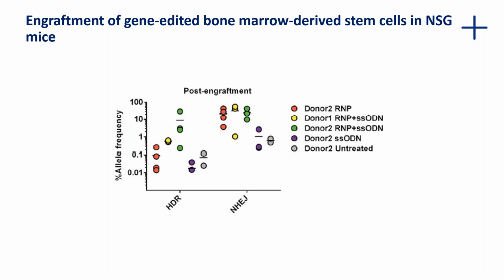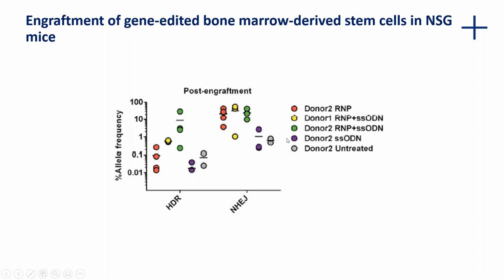Shown here are the results from the bone marrow haematopoietic stem cells at 16 weeks after transplantation, showing variable but generally good engraftment. On this graph you can see the engraftment on the y-axis, so the higher up you go, the better the engraftment. On the x-axis, you have the HDR, which is the homologous directed repair, on the left. Then you also have the addition of the non-homologous end joining, and I'll explain very briefly just now why that was added.